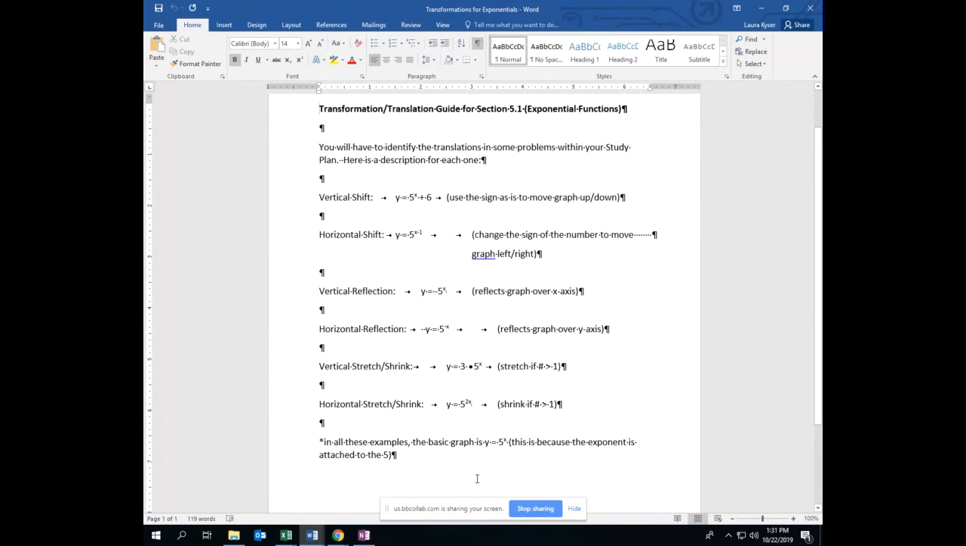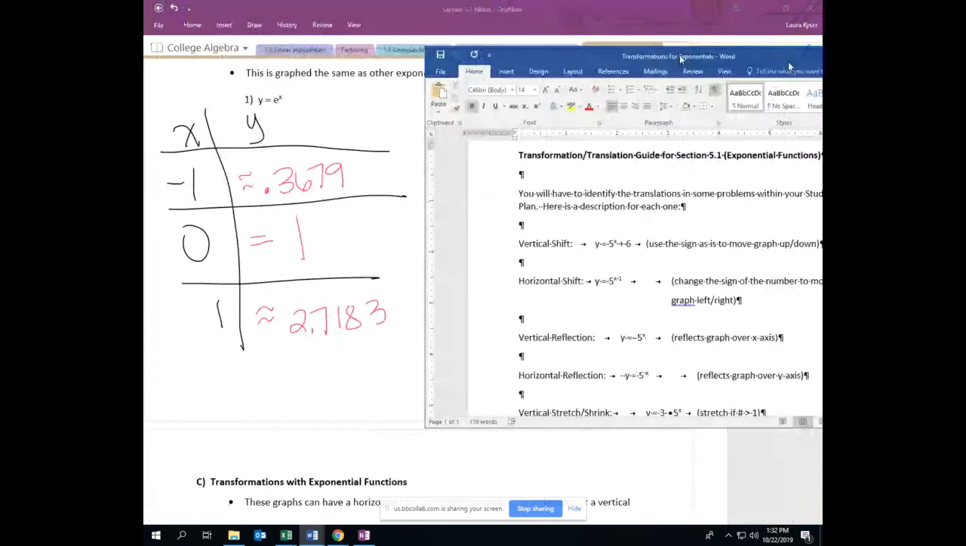In these examples, the base graph is 5 to the x power. That's just what was used in these examples. In your examples on Hawks or in these notes, the base function is probably going to be something different because it could be any value there as the base, especially getting into some e stuff. So we're just going to keep that in mind. All right, so I'm going to put this over to the side and I'll refer back to it a couple times, but it's probably best if you have one of these printed and in front of you while you're going through this so that you can actually look at it and find each one of these things.